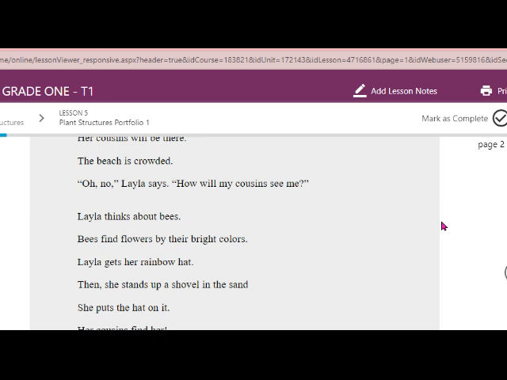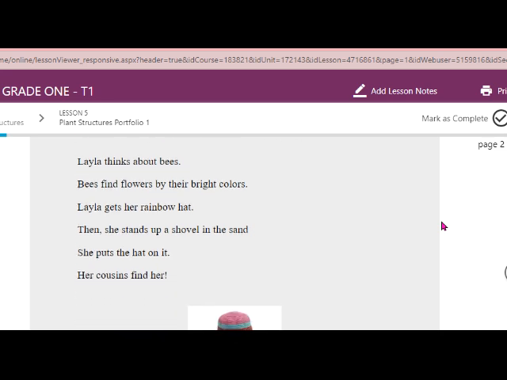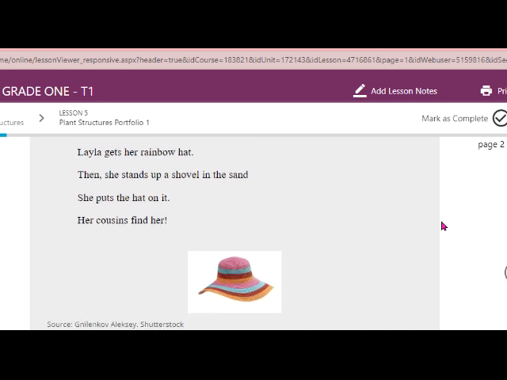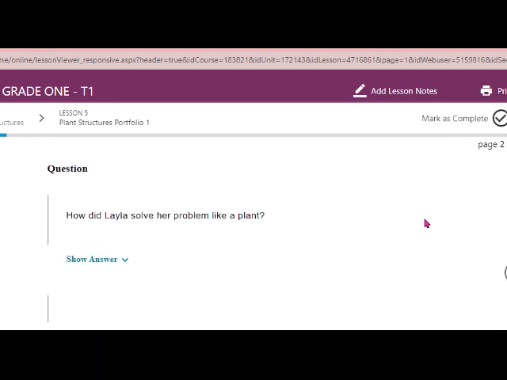Layla thinks about bees. Bees find flowers by their bright colors. Layla gets her rainbow hat. Then she stands up with a shovel in the sand. She puts the hat on. Her cousins find her. So how did Layla solve her problem like a plant? You can talk about this with your learning coach, right? She got an idea from something that plants do to attract bees. They use bright colors.